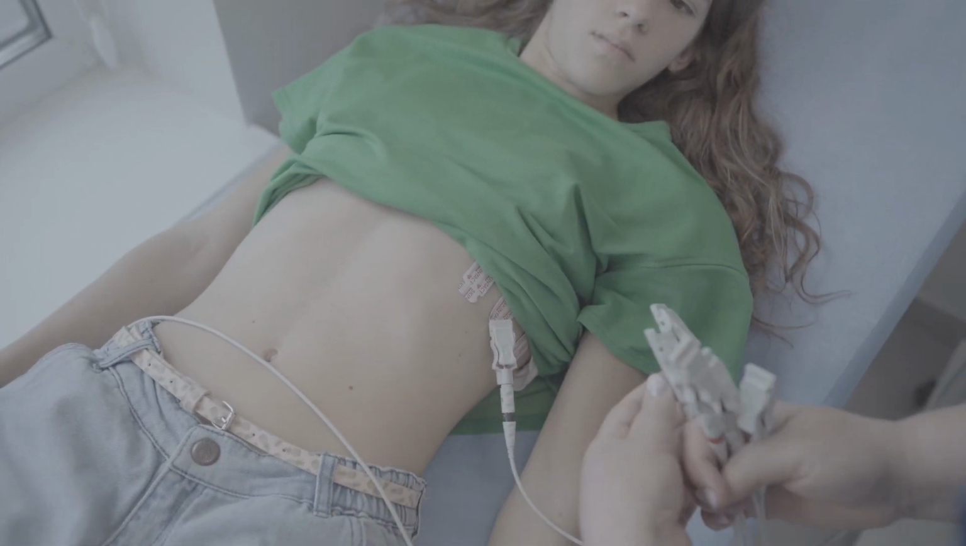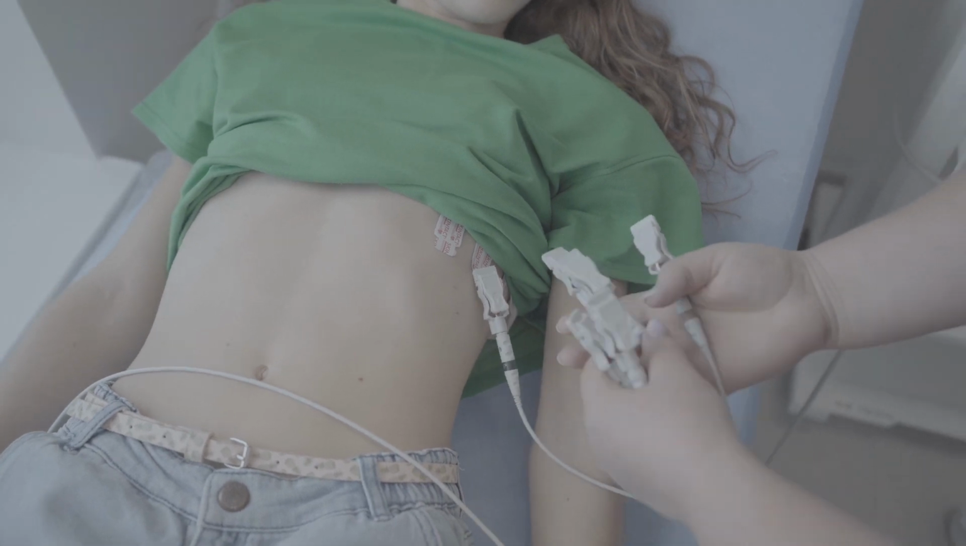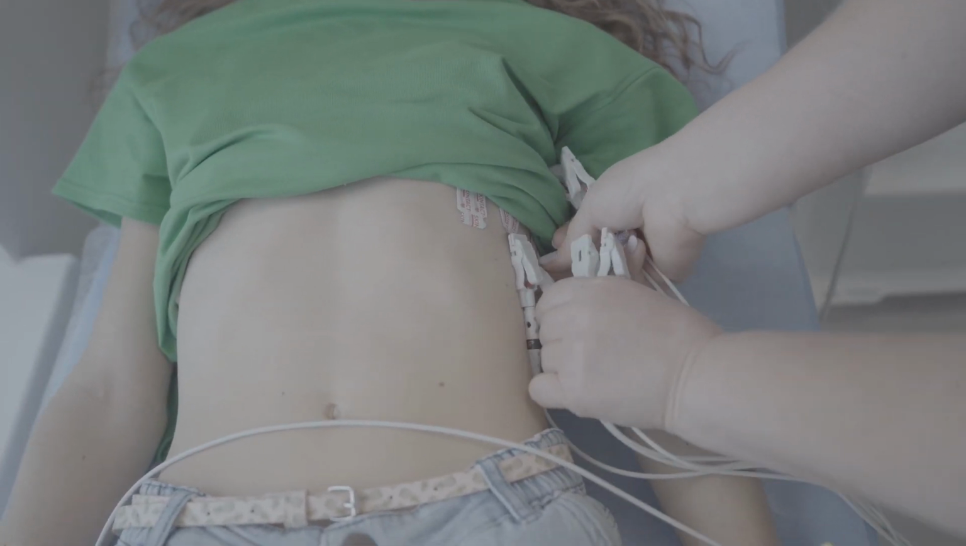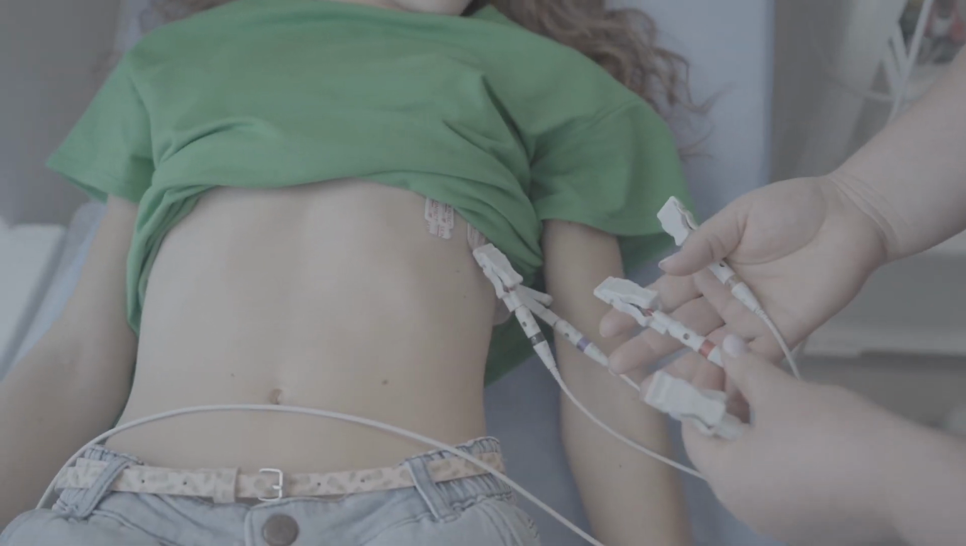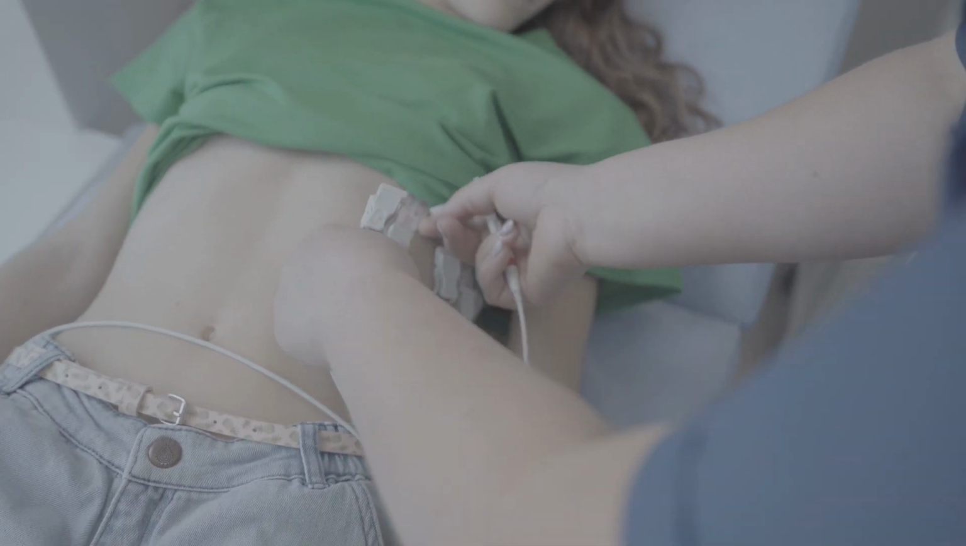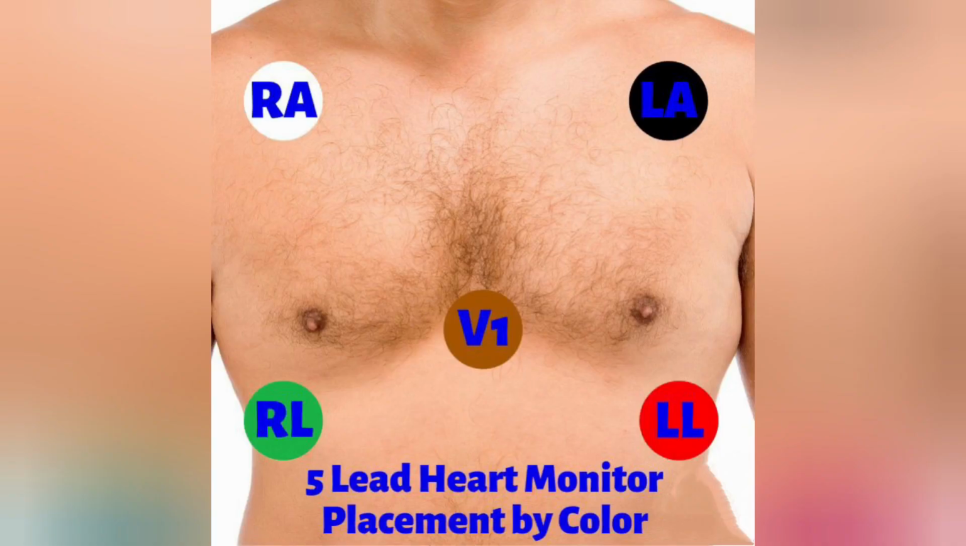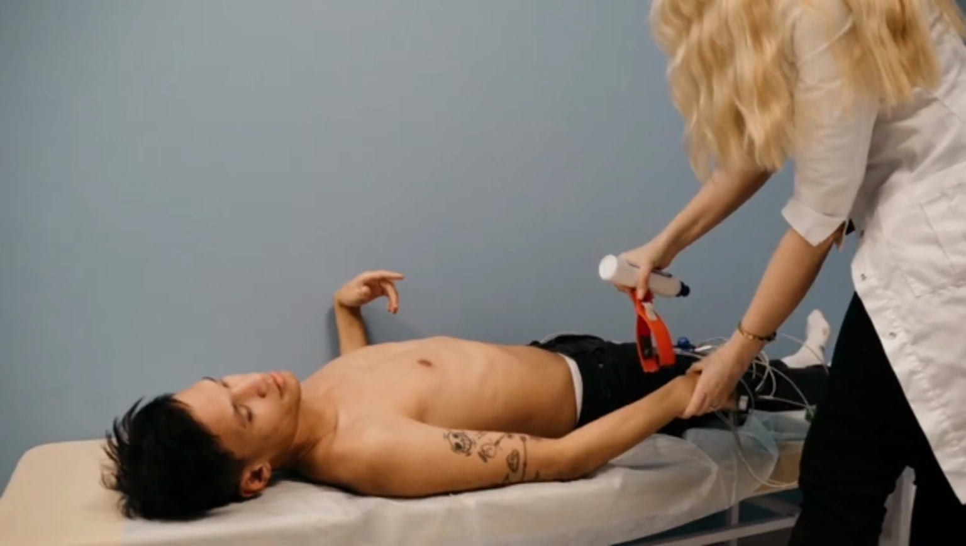Patient preparation. The patient is asked to remove any clothing from the waist up and put on a hospital gown to ensure a clear and unobstructed view of the chest area. In some cases, certain areas of the skin may need to be shaved or cleaned to ensure good electrode contact.